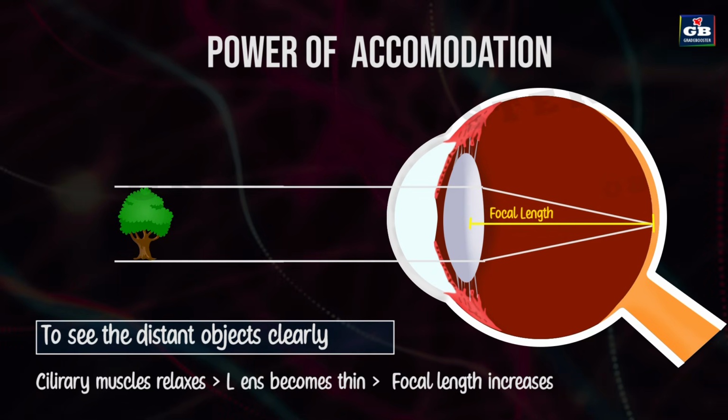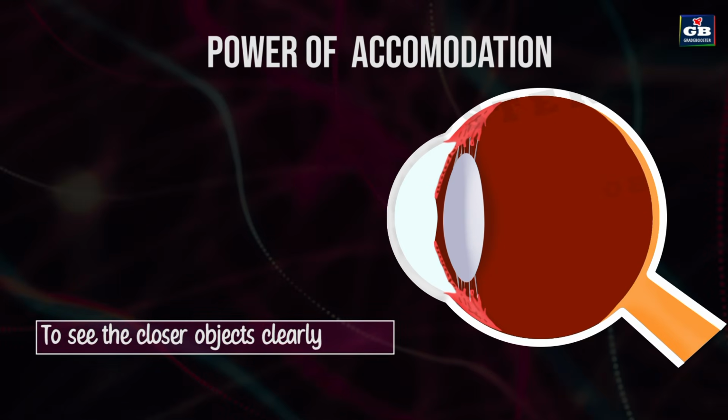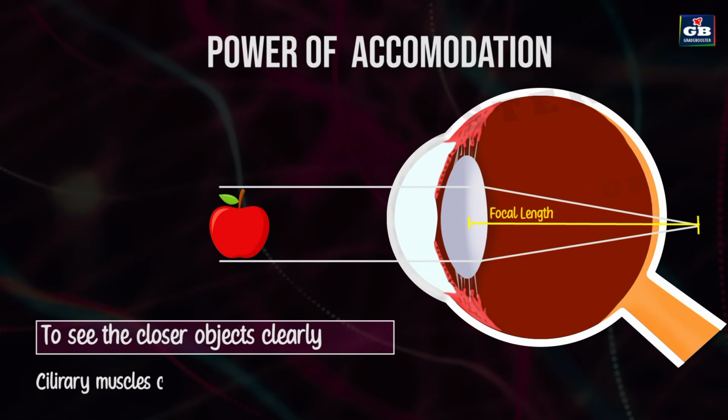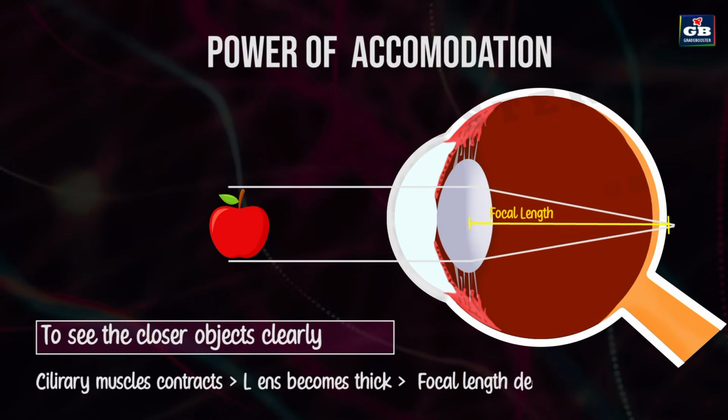Now, to see the objects closer to the eye clearly. If the object is very close to the eye, then the ciliary muscles contract. This increases the curvature of the eye lens. Then the eye lens becomes thicker and the focal length of the eye lens decreases. This enables us to see the nearby objects clearly.